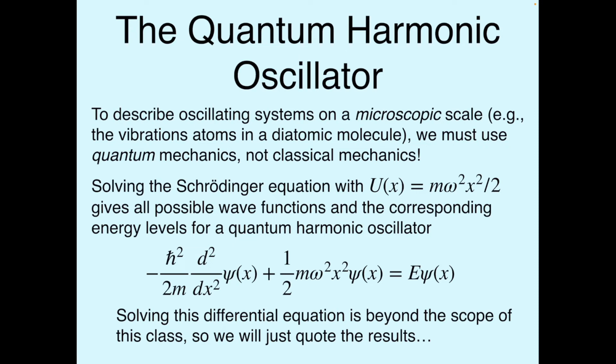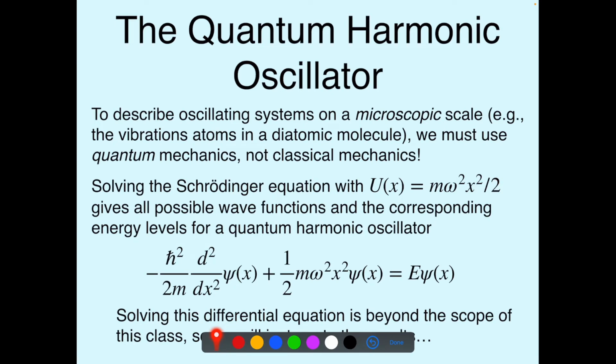What we want to do is describe oscillating systems on a microscopic scale. So, for example, maybe we want to study the vibrations of atoms in a diatomic molecule. Okay? If we're trying to do that, classical physics is not going to cut it. We're going to need to use quantum mechanics. So how do we do this? We're going to have to solve the Schrodinger equation. And we know what potential energy to use, fortunately, because for an oscillator, we know the potential energy is given by m times omega squared times x squared over 2. So we can use that.